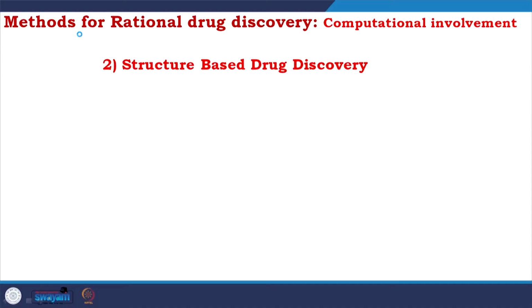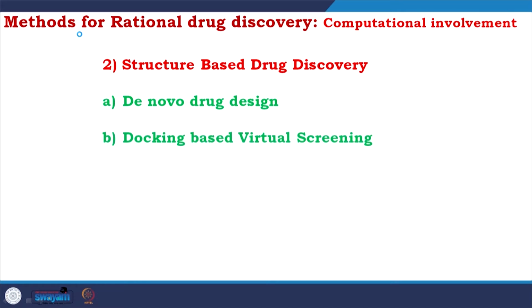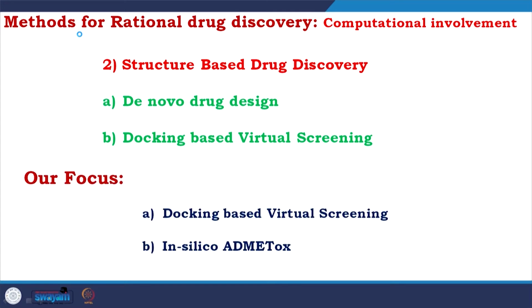So, the methods for rational drug discovery are structure based drug discovery, de novo drug designing which we have already discussed, and now docking based virtual screening. Here our focus is docking based virtual screening, all the factors that influence it, and then in silico ADMETox. Today we will discuss docking based virtual screening. Next class we are going to discuss in silico ADMETox.